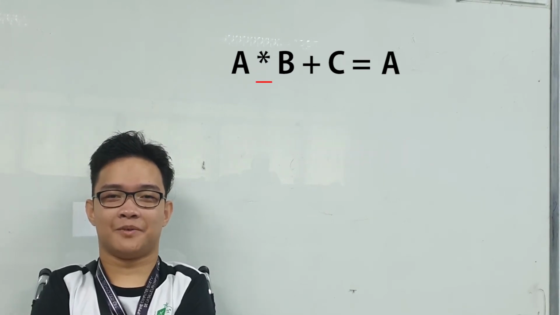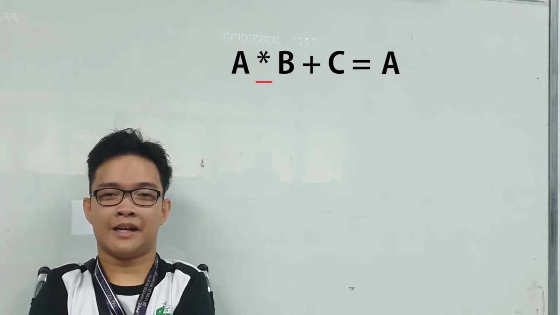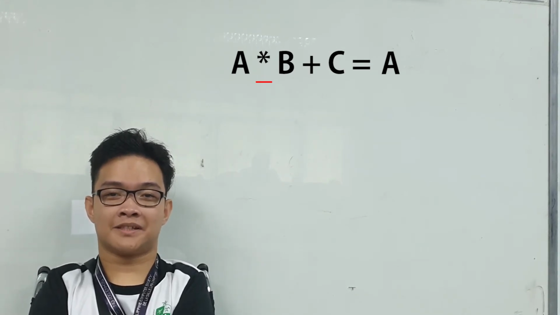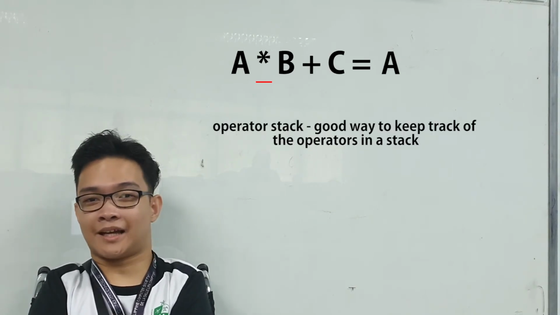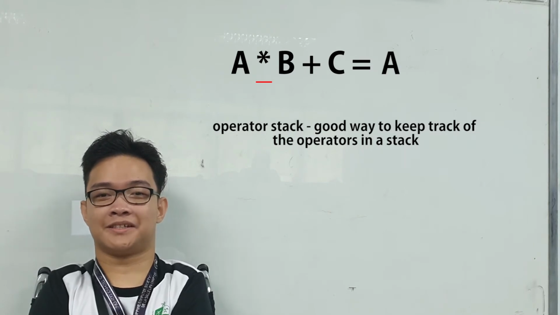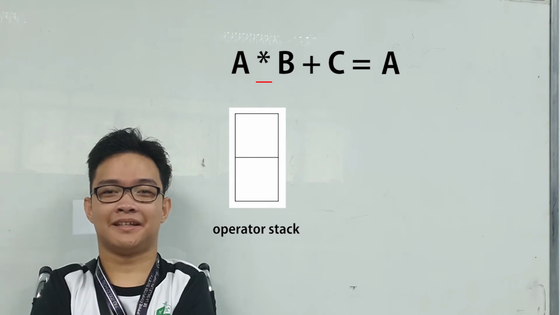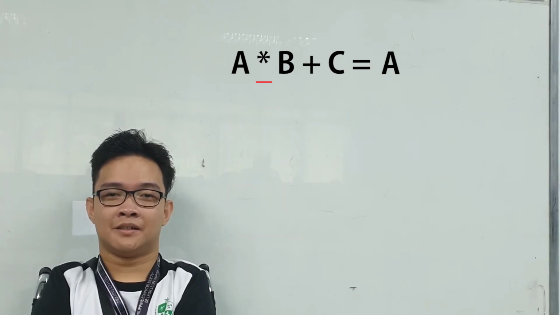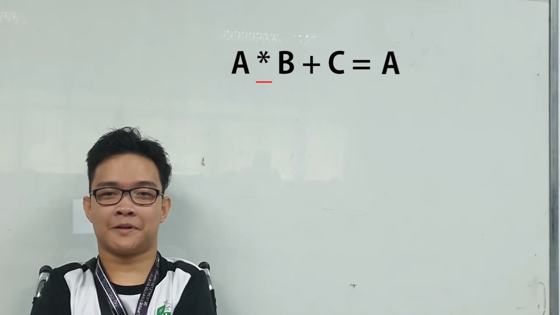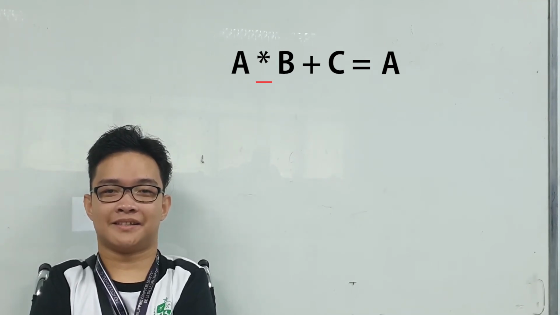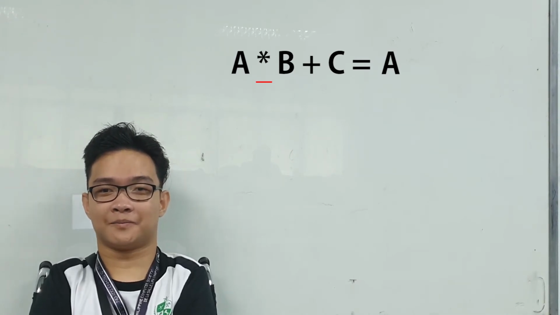What follows is a multiplication symbol, which is an operator. When an operator is read, we must push it onto an operator stack. An operator stack is a good way to keep track of the operators. The top of the stack will always be the most recently saved operator. Whenever we read a new operator, we will need to consider how that operator compares in precedence with the operators, if any, already on the stack.